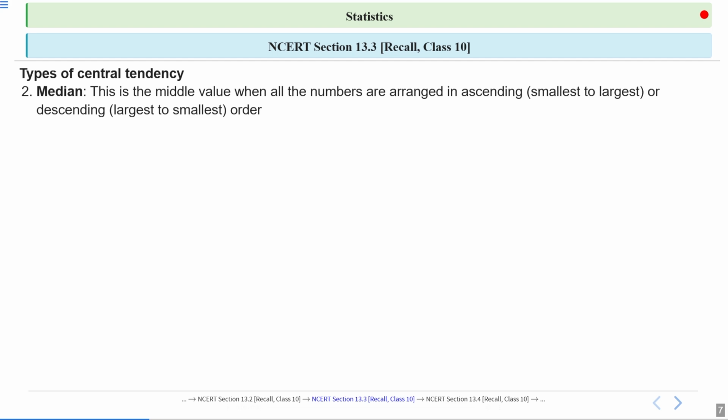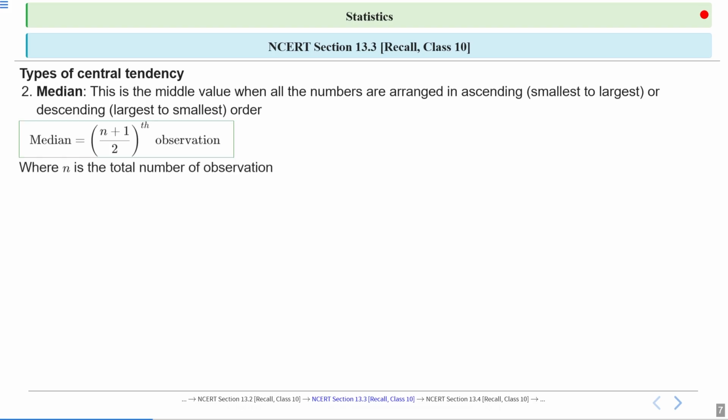The formula for the median is: median equals the (n plus 1) by 2th observation, where n is the total number of observations. So if there is an odd number of values, then the median equals the (n plus 1) by 2th observation, and here n is the total number of observations.